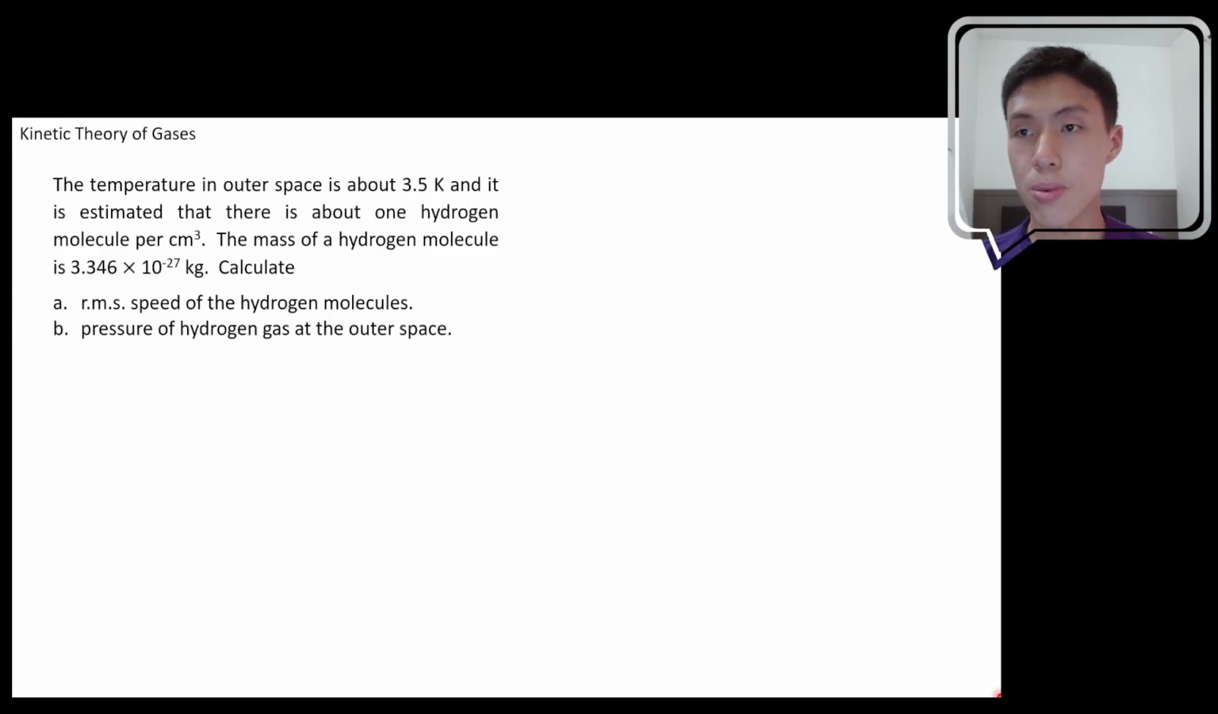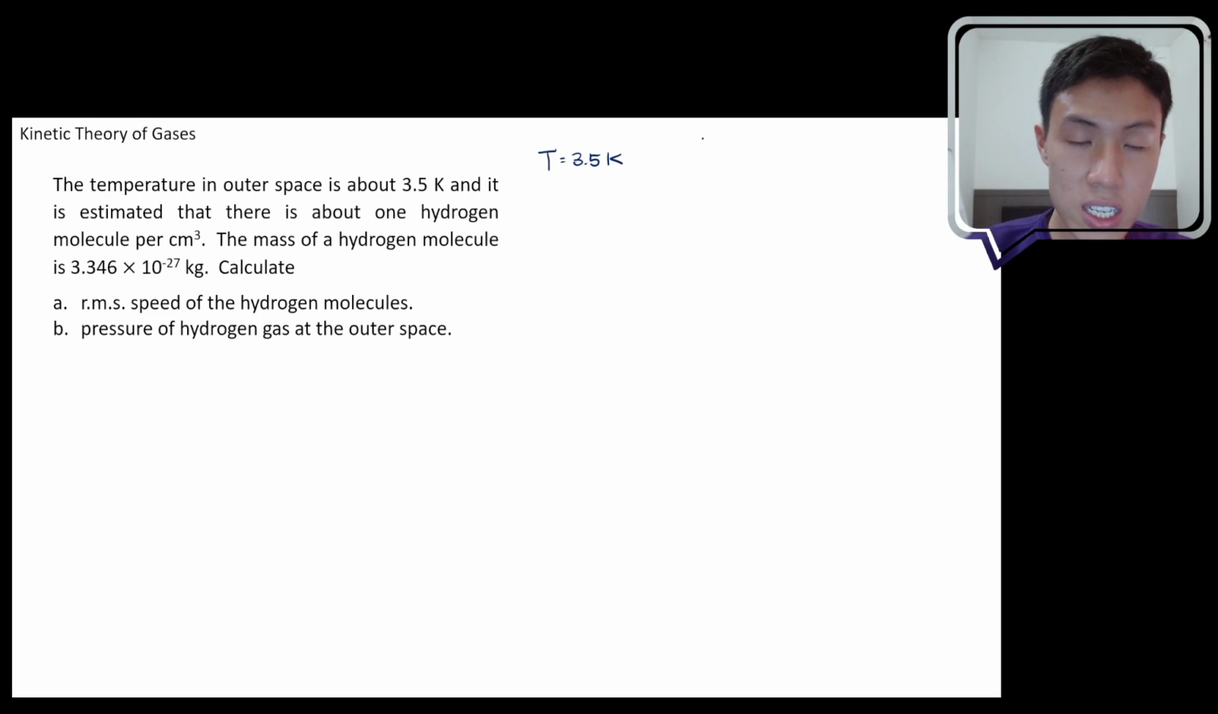Let's try to solve this problem here. The temperature in outer space is about 3.5 Kelvin, and it is estimated that there is about 1 hydrogen molecule per cm cube. Okay, so to extract the information here, we know that the temperature is 3.5 Kelvin. We don't need to convert it to other units because that's what we are going to operate with, in Kelvin. And after that, they say that there's about 1 hydrogen molecule per cm cube.